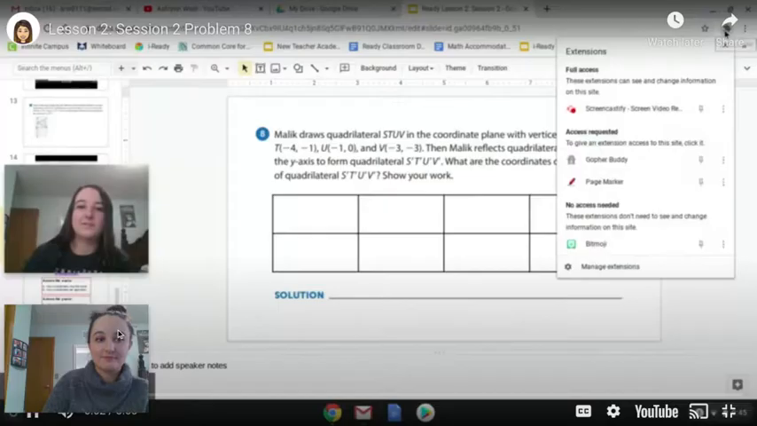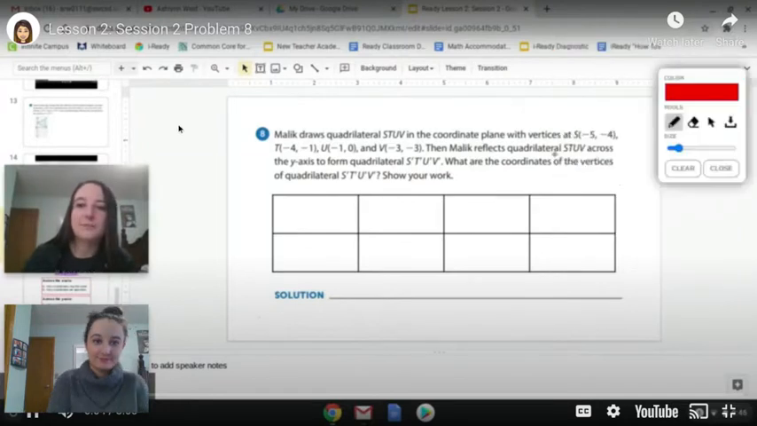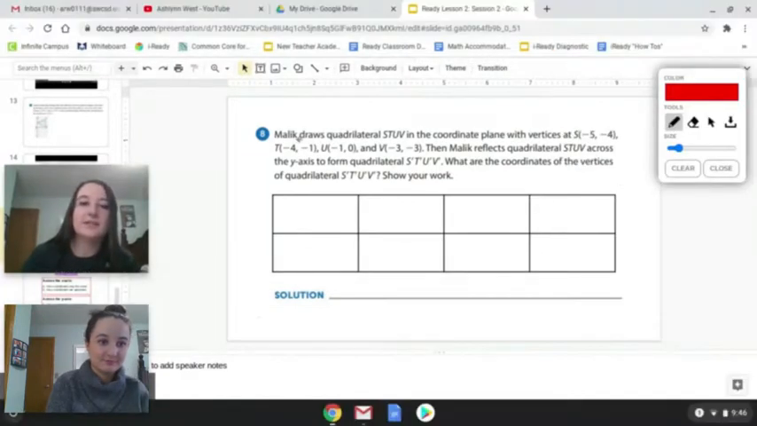Alright, so for this problem, we see that Malik draws the quadrilateral STUV in the coordinate plane with vertices of S of -5, -4, T is -4, -1, U is -1, 0, and V is -3, -3. And he wants to reflect it over the y-axis. So when you reflect something over the y-axis, the x's change and the y's stay the same.